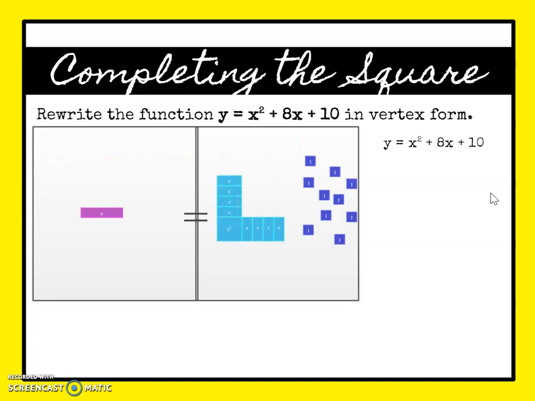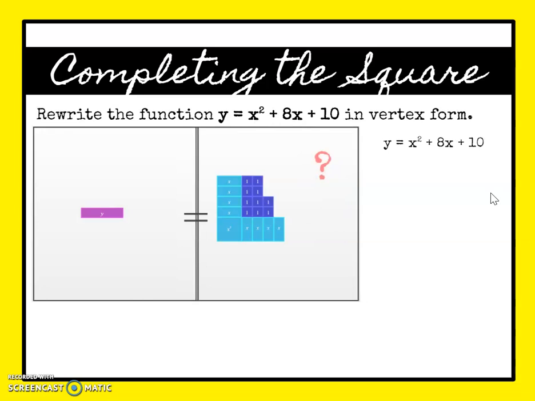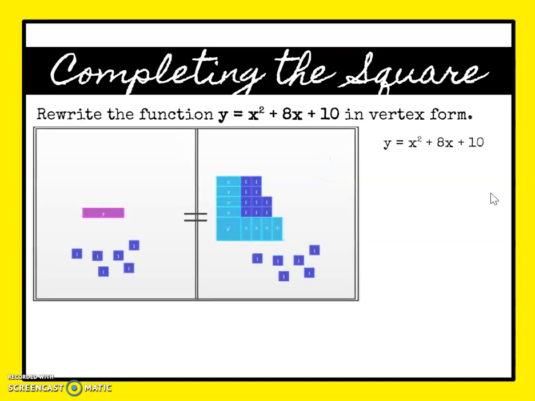So I have 8 x's. I'm going to put half of them on one side of my square and the other half on the other side. And then I'm going to use my unit tiles to fill in my square. Now you might be noticing that my square is not complete. It has some units missing. So I need to ask myself, how many units do I need in order to complete the square? Well, I need 6 units.